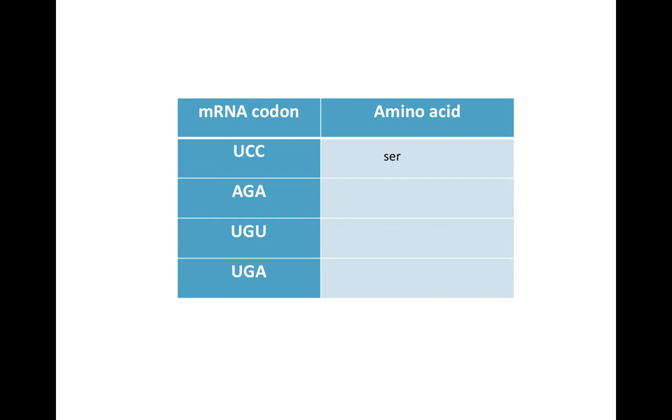Go ahead and pause if you need more time. But other than that, you should have gotten arginine, cysteine, and a stop codon. So stop codon means it has no amino acid. That's where the amino acid chain is going to stop. That's the end of the polypeptide.